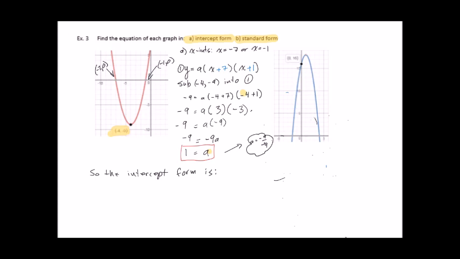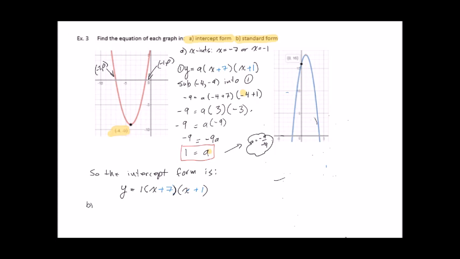We're just going to substitute what we just got for our a value into our equation. I'm just going to put a 1 there, and then we have x plus 7 as before, and then x plus 1. And now, remember, that is part A.